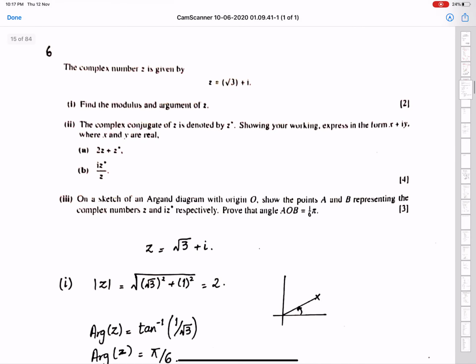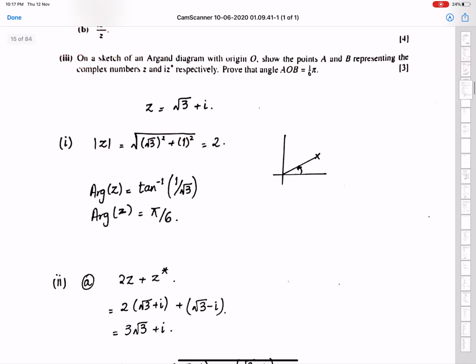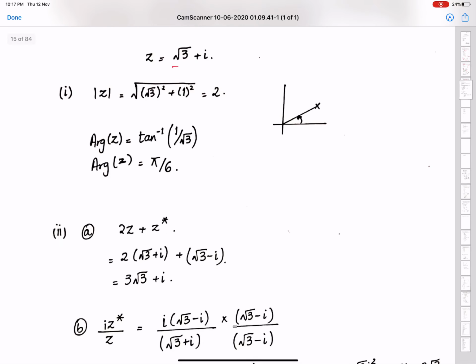Now this question is very simple. We need the modulus and argument of z. You just need to find the magnitude of this complex number, which is 2, and then you need to find the argument. For argument, I have told you to make a sketch, make the Argand diagram. This complex number is here, it is in the first quadrant, its argument is pi by 6.